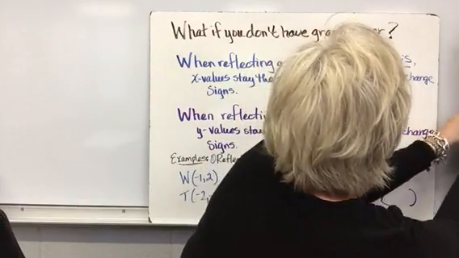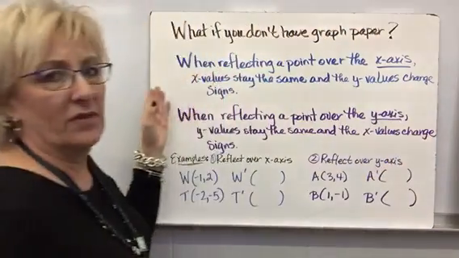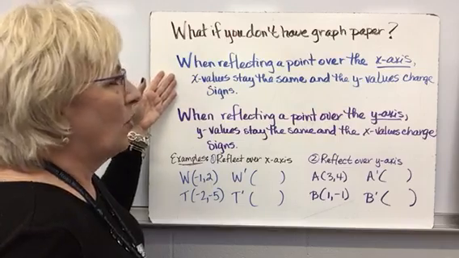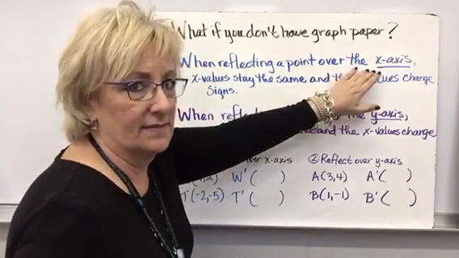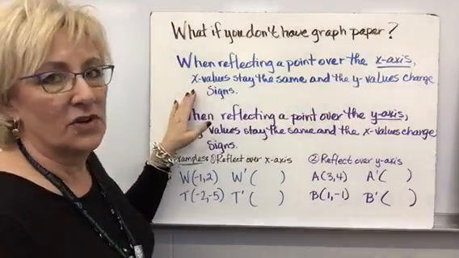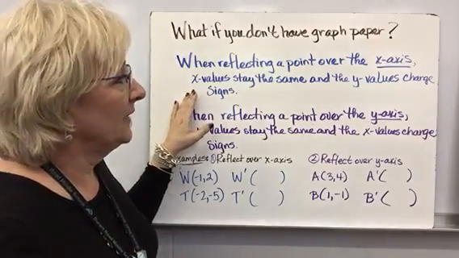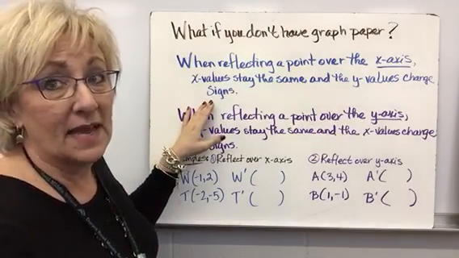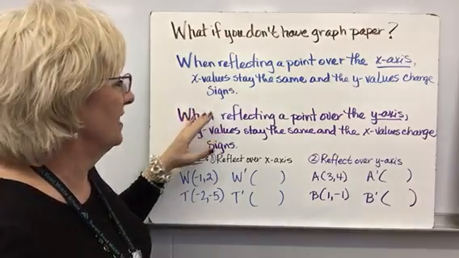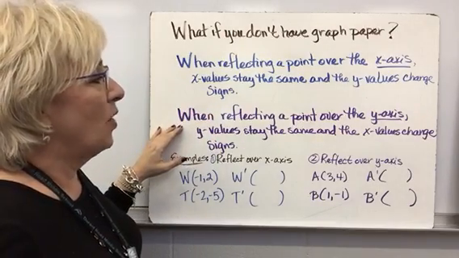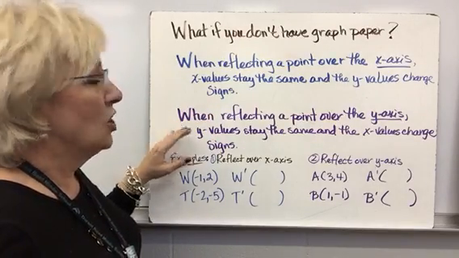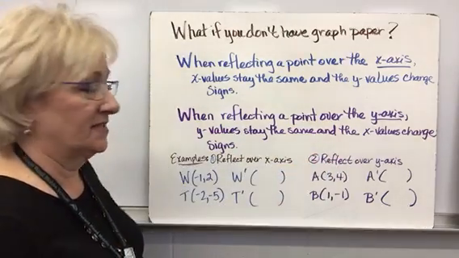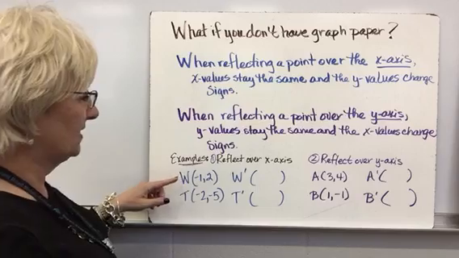If I don't have graph paper, here's the rule of how we do it. When you're reflecting a point over the x-axis, your x values are going to stay the same, and the y values are going to change signs. It's going to have the same number value, but it's going to change signs. When you're reflecting a point over the y-axis, your y values are going to stay the same. Your x values are going to change signs. So for example, let's look at number 1.